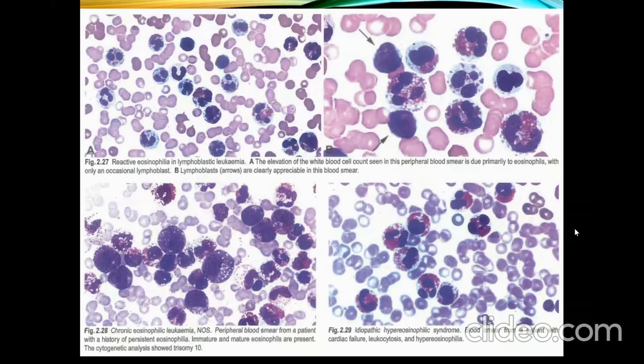The second set of photos is showing us chronic eosinophilic leukemia not otherwise specified, where the peripheral blood smear from a patient with a history of persistent eosinophilia is being shown. Immature and mature eosinophils are present. The cytogenetic analysis showed trisomy 10. And the fourth photo here is showing idiopathic hypereosinophilic syndrome. The blood smear from a patient with cardiac failure is being shown here, as we can make out the eosinophils.